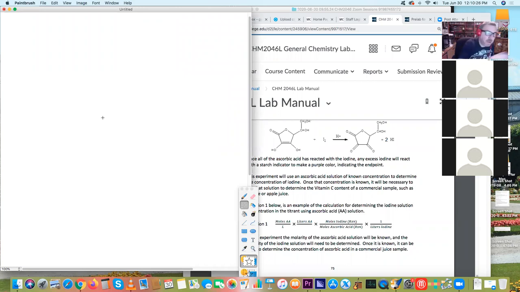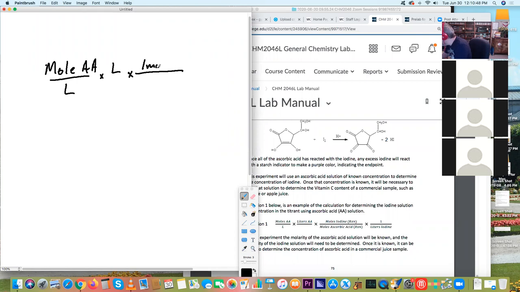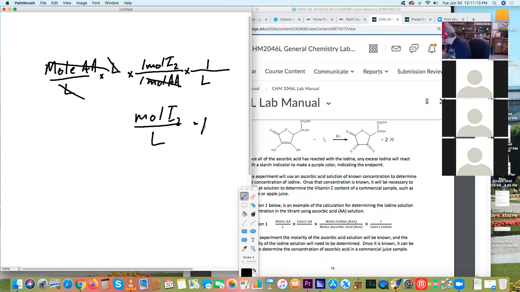But I want to point out exactly what's going on with the units here. So if you've got moles per liter, moles of AA per liter, and you multiply it by liters, and then you've got 1 mole of I2, 1 mole of ascorbic acid, over 1 over the liters of I2, you can see what's going to happen is that the moles of ascorbic acid are going to cancel, liters will cancel, and all you'll be left with will be moles of I2 per liter, which is equal to the concentration of I2, molarity. So that's going to be important.